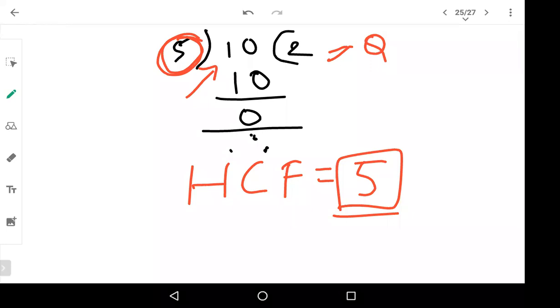Now, whichever is the last number you have divided with, that number will become the quotient. Sorry, that number will become the HCF. So after doing all the process, what is the HCF that we got? 5. Did you all understand? Let us solve one more problem. I think it will be much clearer.